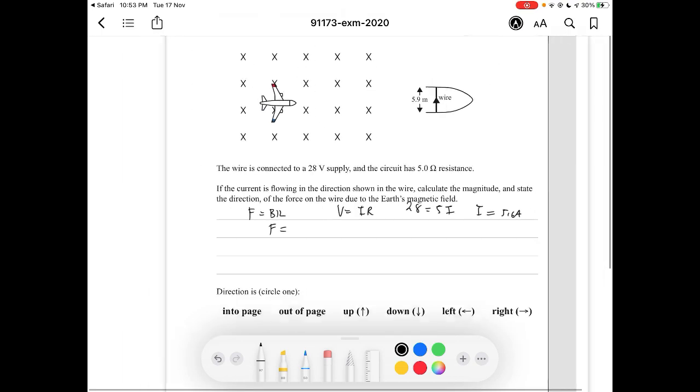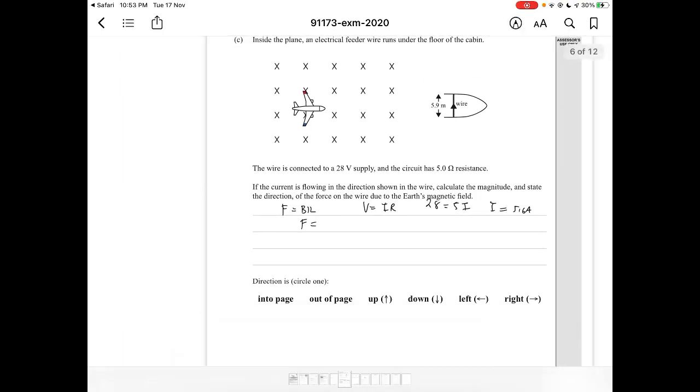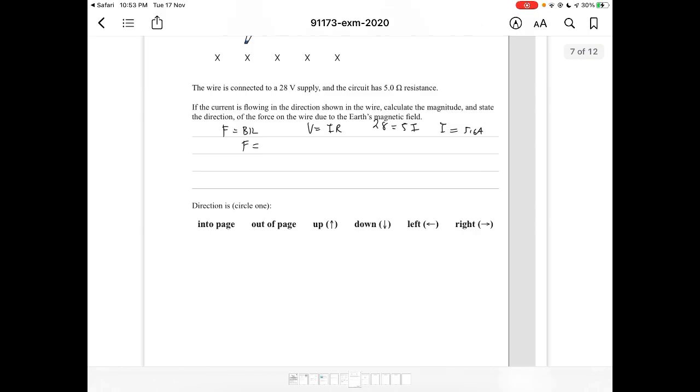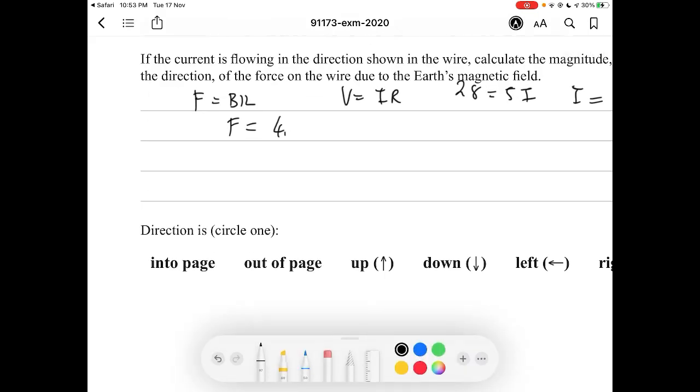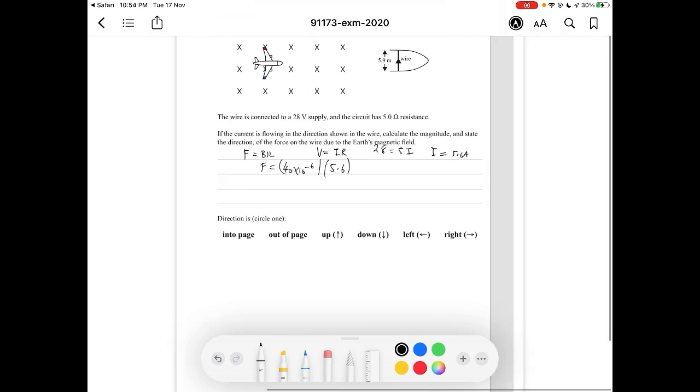Therefore, F equals B, which is 40 times 10 to the power of negative 6, multiplied by the current, which is 5.6, multiplied by the length of the wire, which in this case they give you as 5.9. That should give us an answer of 1.32 times 10 to the power of negative 3 newtons.